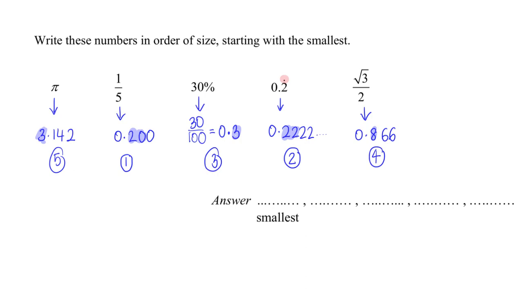Thereafter, do take note, when we write our answers for this kind of question, we don't write them in their decimal form, we write them in their original form. Meaning, I am not going to write 0.2, I'm going to write 1 over 5, 0.2 with a dot on top, 30%, square root 3 over 2, and pi. And we have successfully solved this problem.